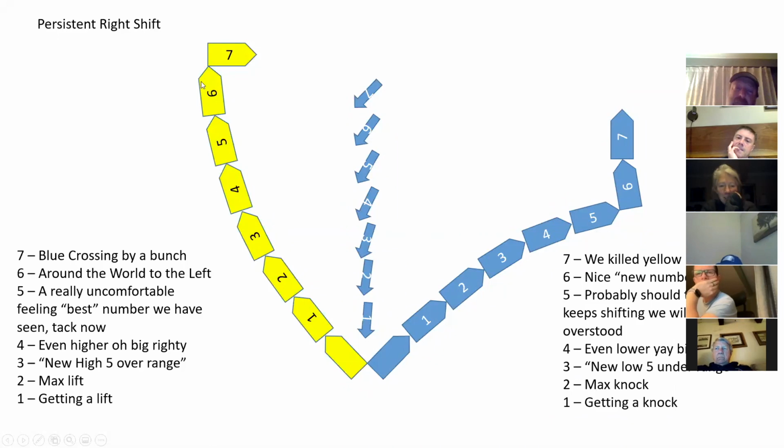So now the tricky part is when you're on the yellow boat. The blue boat's a little easier to understand, because you start getting a header, and if you tack a little earlier in a persistent shift, if you're the rightmost boat, you're going to pass everybody to your left. So it doesn't really matter where you are in that progression if you do it a little early.